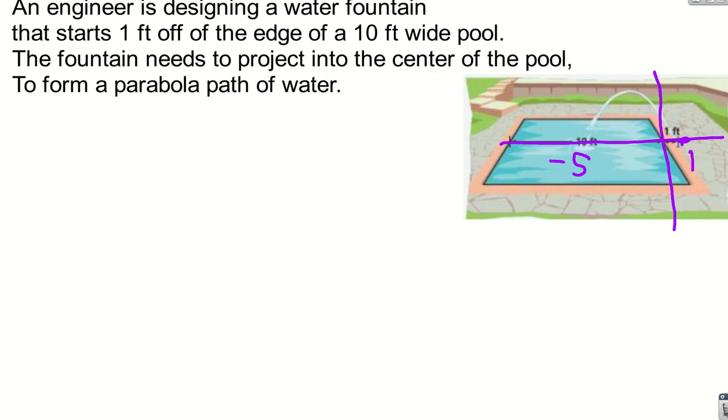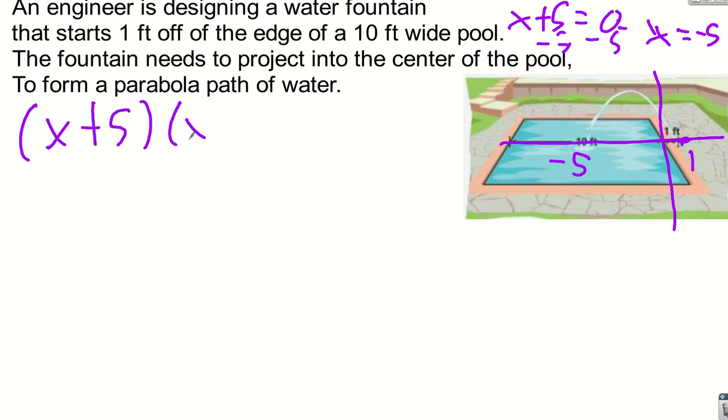So that means when I'm solving for my x term, it has to be x plus 5 when I set equal to 0, so that when I subtract 5, I get x is equal to -5. Which means that my parabola equation so far is going to be x plus 5 and x minus 1. And it's x minus 1 because when I set equal to 0 and I add 1 to both sides, I'm going to get x is equal to 1, which is where it is on the x-axis right there.